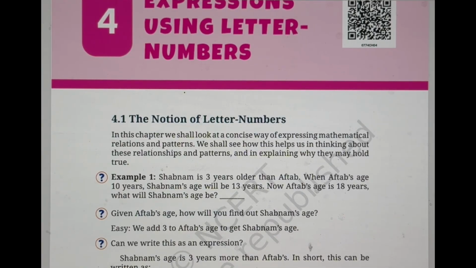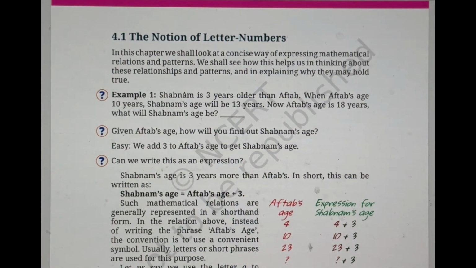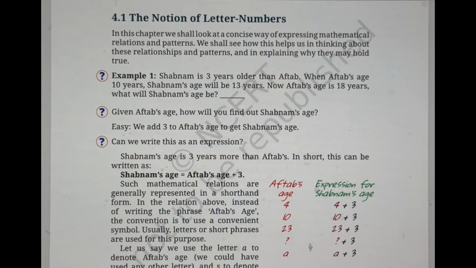Okay, so here they have explained through an example. Shabnam is 3 years older than Aftab. So when Aftab is 10 years, Shabnam is 13 years, right? Because she's 3 years older. Now Aftab is 18 years, so Shabnam will be 18 plus 3, 21, because she's 3 years older. So this will be 21 years. This was a simple question. We try to understand the simple question first, then we'll go from simple to complex.